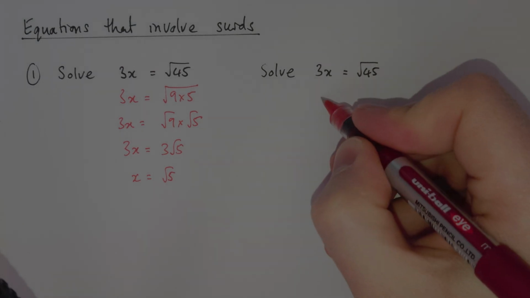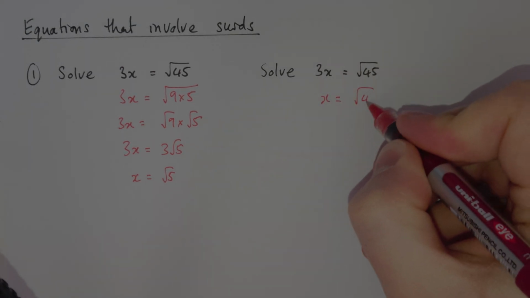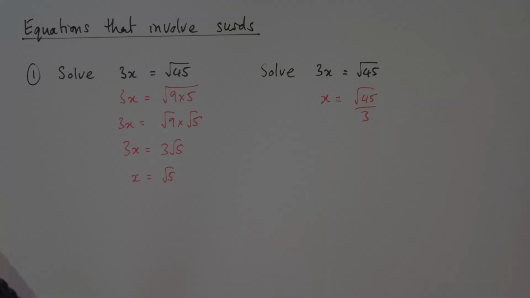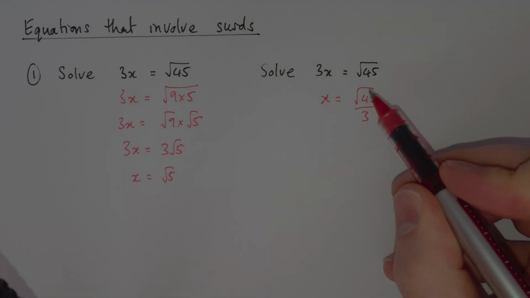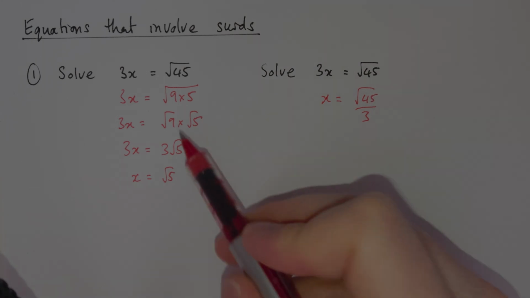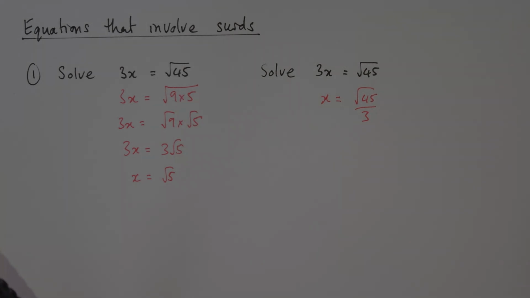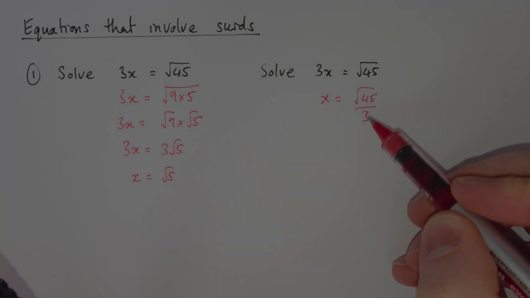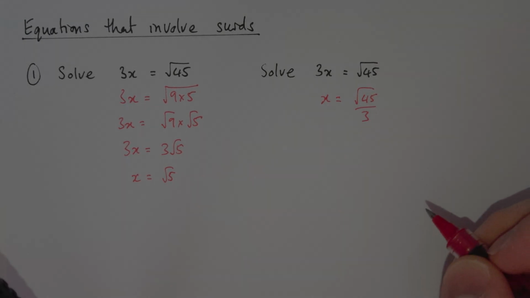You could do the divide by 3 first if you really wanted to. So root 45 divided by 3. And now I could tidy it up afterwards. One way of tidying this up, the root 45 is the same as before. We could call it root 9 times root 5. But actually, I'll do a different trick. I'm doing it another way anyway. I may as well show you another way.